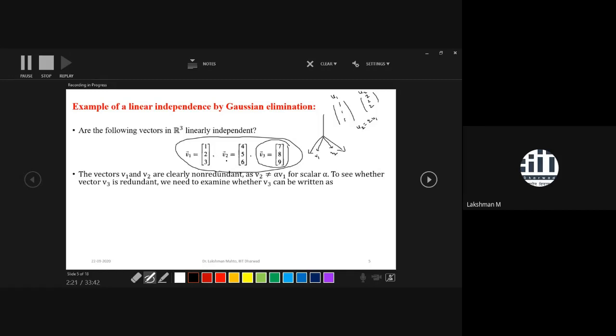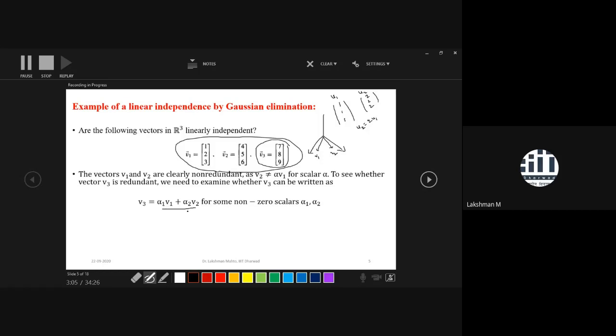But if you come to see V1 and V2, these are not linearly dependent. They are linearly independent. So we have to see for the third. In step 2, once we know V1 and V2 are linearly independent, we will represent V3 as a linear combination of V1 and V2. If we get some non-zero alpha 1 and alpha 2, then we can claim that V3 is linearly dependent on V1 and V2. If we are unable to find any non-zero scalars alpha 1 and alpha 2, then V3 is independent of V1 and V2. So that is the criteria.